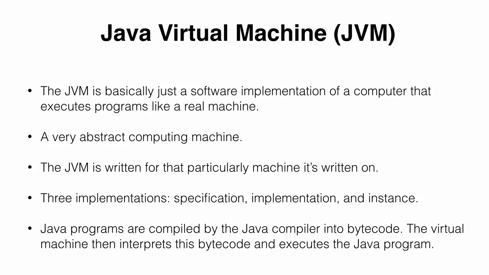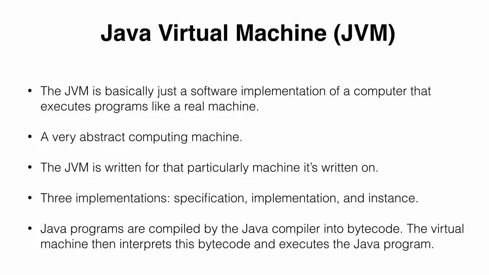So we've got 3 implementations: specification, implementation, and instance. Java programs are compiled by the Java compiler into bytecode. The virtual machine then interprets this bytecode and executes a Java program.